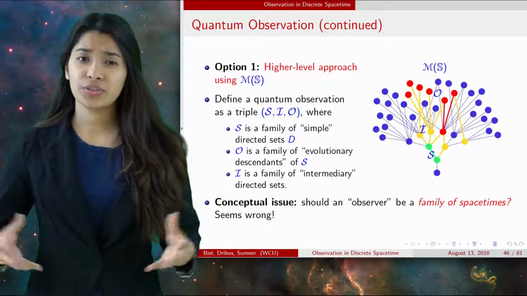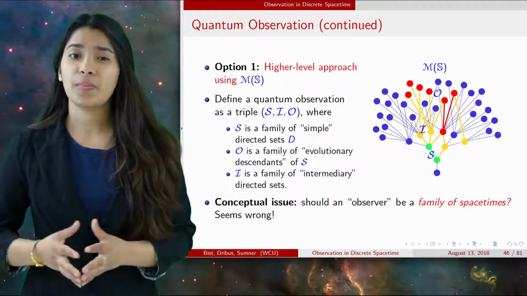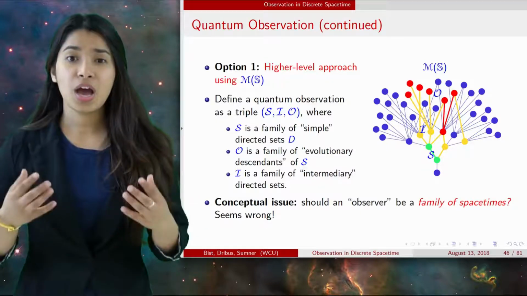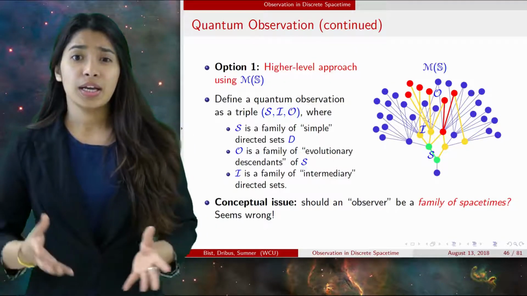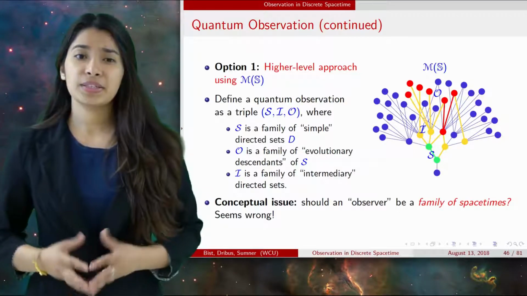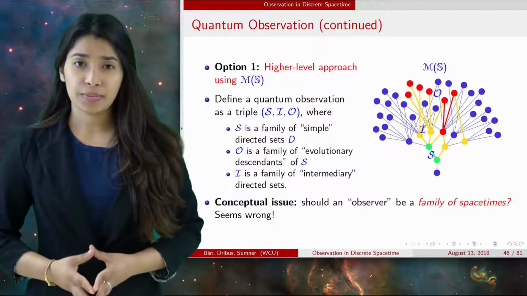In particular, under this approach, a quantum observer means a family of discrete spacetimes that are possible evolutionary descendants of members of another family representing the observed system. It's unclear if we can make sense of this in a way that connects it convincingly to established physics.